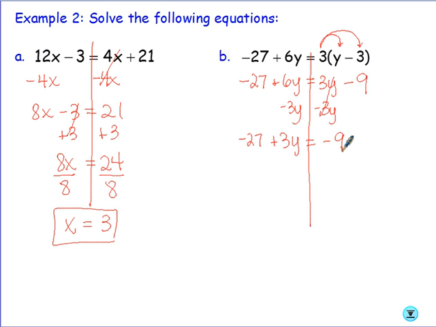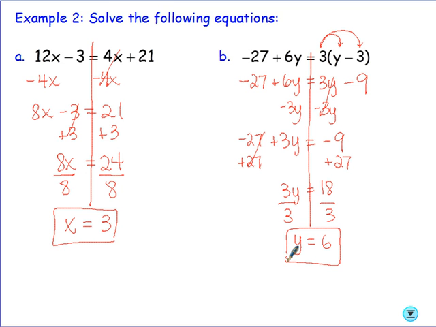Now I need to move the negative 27. Don't move the 3, it's the negative 27. I'm going to add 27 to both sides. That leaves me with 3y equals 18. I'm going to divide both sides by 3. And I get y equals 6. Hopefully, you got that problem right.